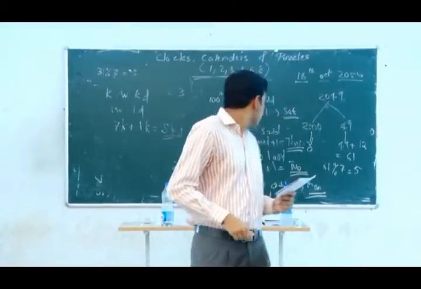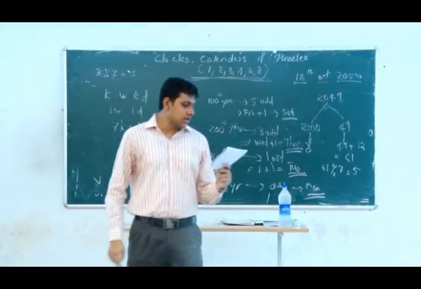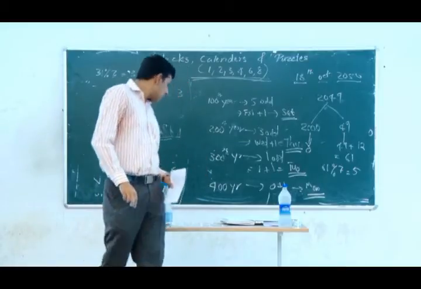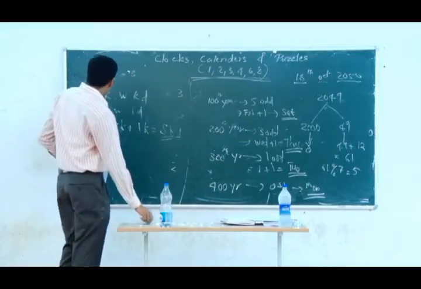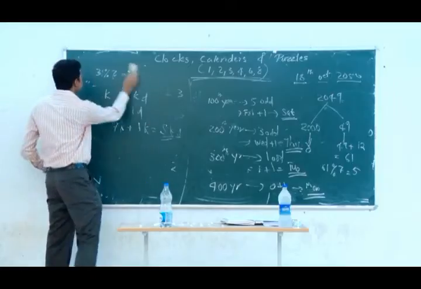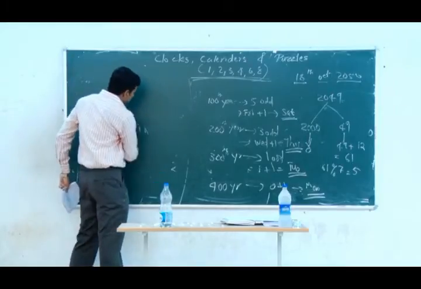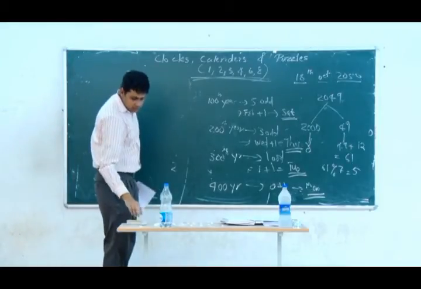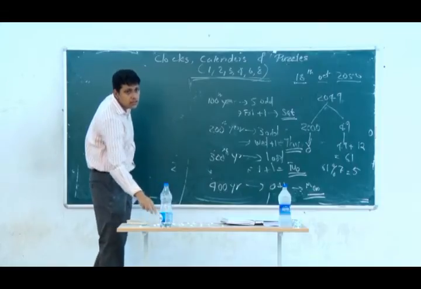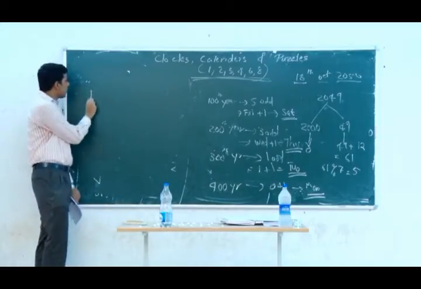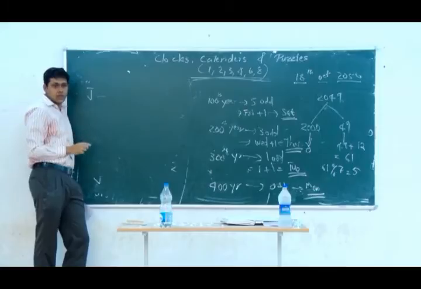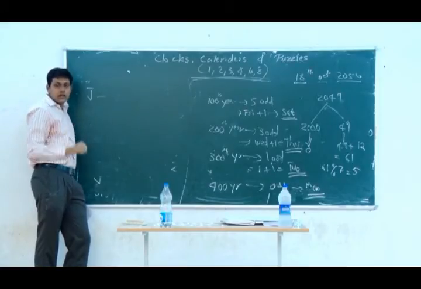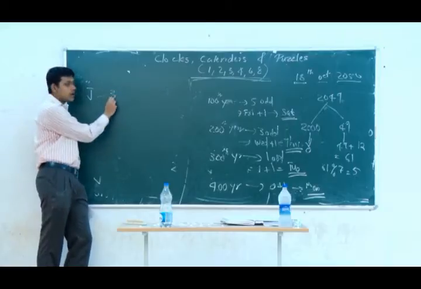Which of the following 2 months in a particular year will have the same calendar? So they have asked about months. Now we need the number of odd days in months. We already calculated. How many odd days are there in January? There are 31 days. 31 divided by 7. Remainder is 3. So there are 3 odd days in January.